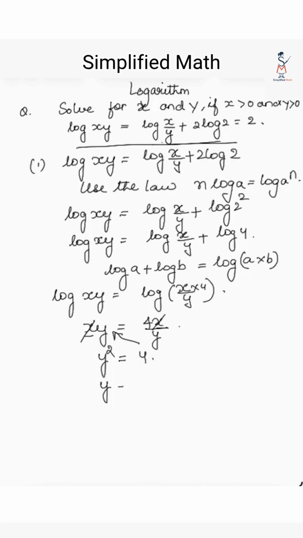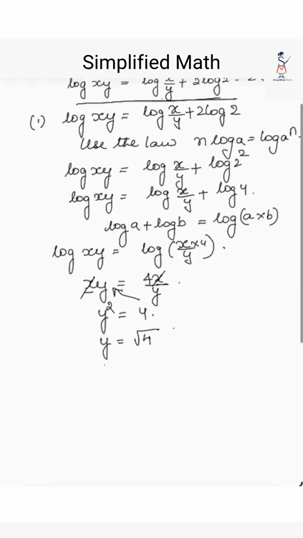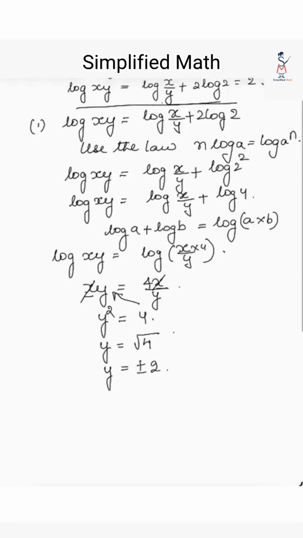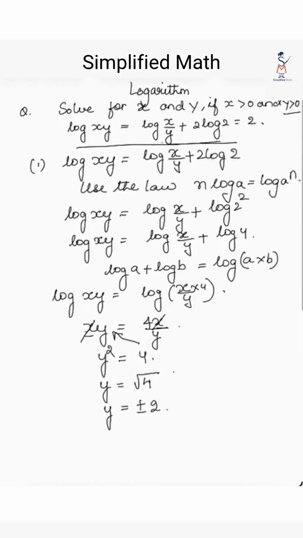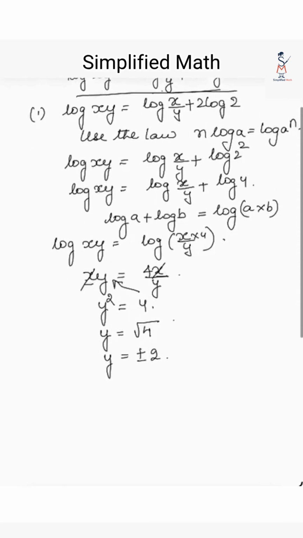What will happen? Y is equal to square root of 4. This we know. Now y is plus minus 2. Square root of 4 is plus minus 2. But in the question, y is greater than 0. So what we will do? We will take only, therefore, y is equal to 2, as y is greater than 0 is given. It's given in the sum.